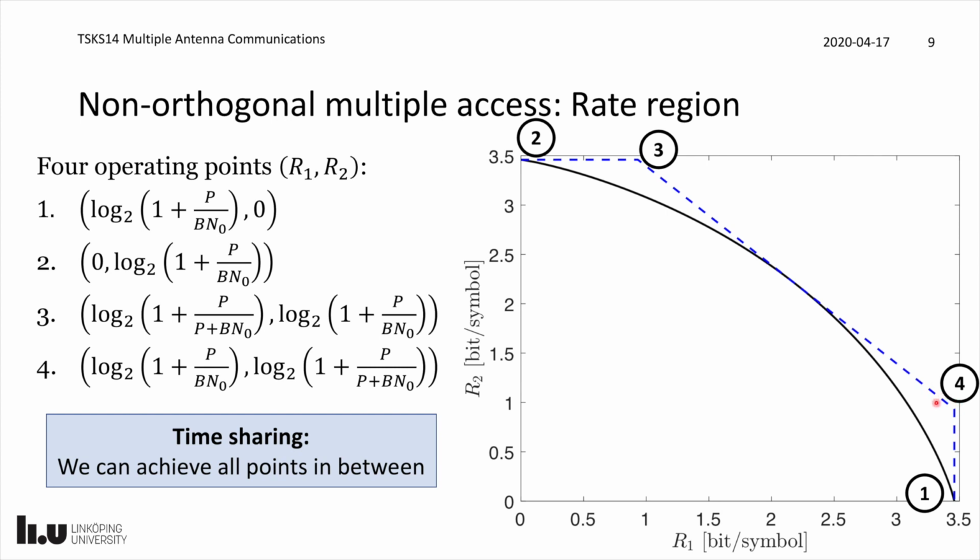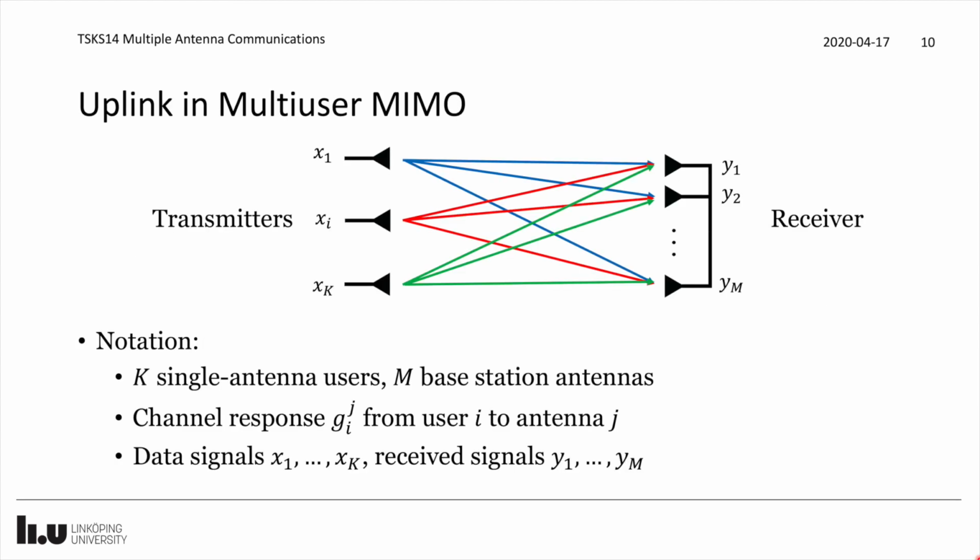And we can see that at the point where we are giving equal time to 3 and 4, we also get exactly the same rates for the two users as in the orthogonal multiple access case when they were giving half of the bandwidth each. But in general, we get a larger region here. And actually, this is called the capacity region, because this happened to be the best way of operating. So that is the motivation to serve multiple users at the same time in the uplink.